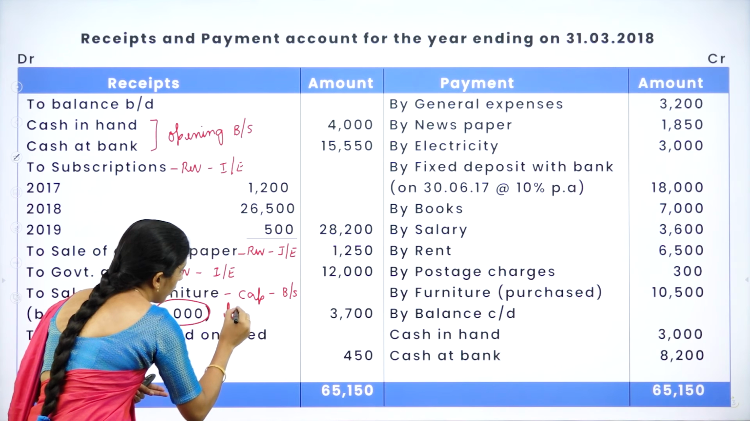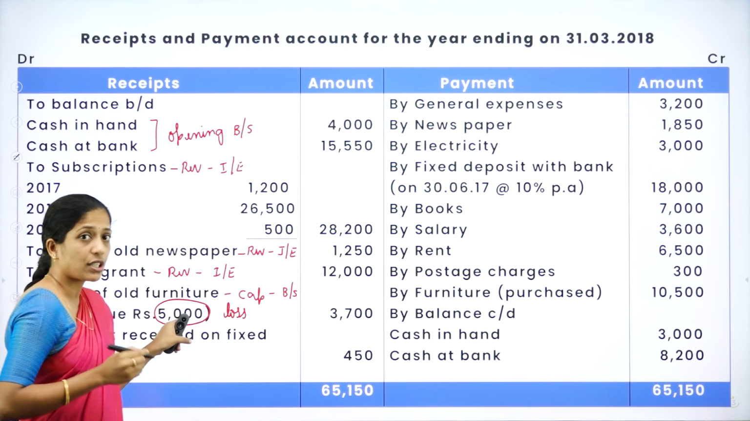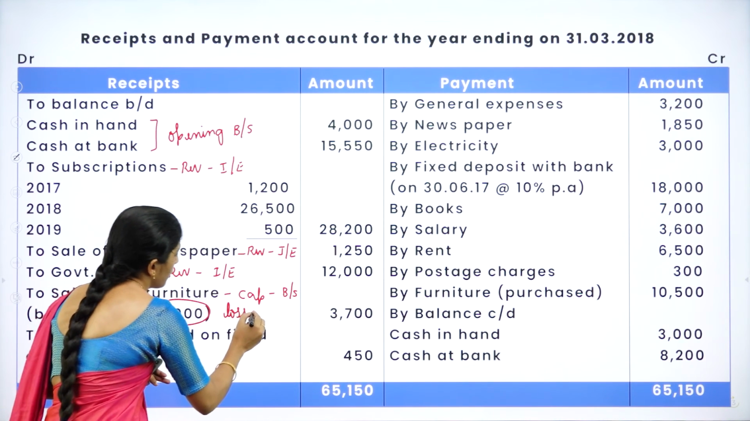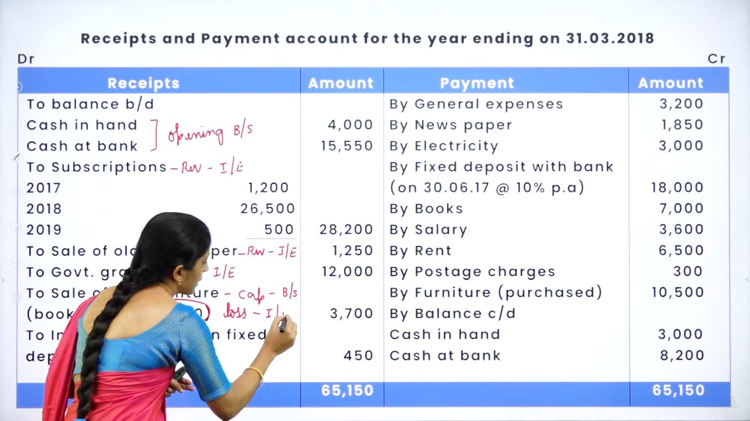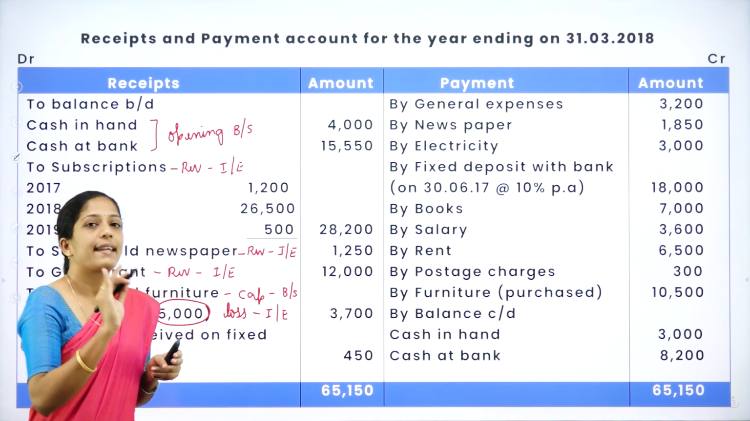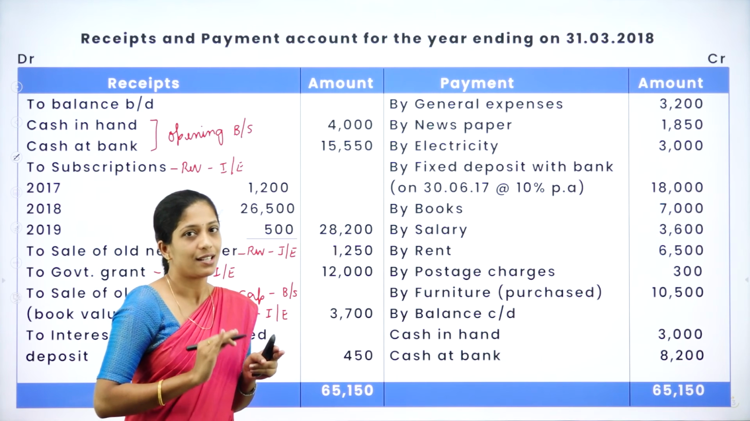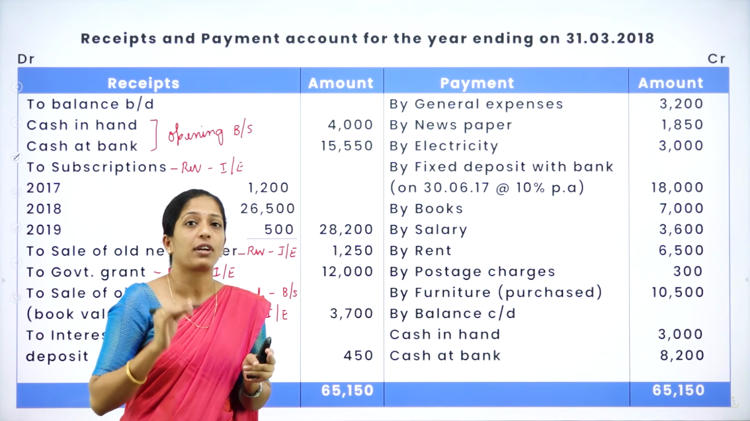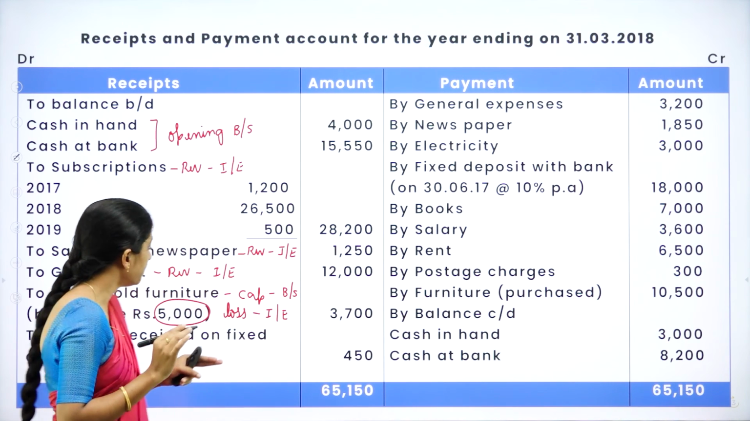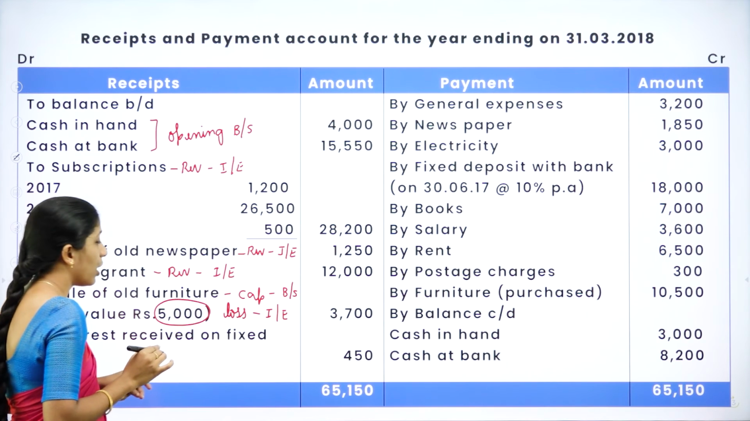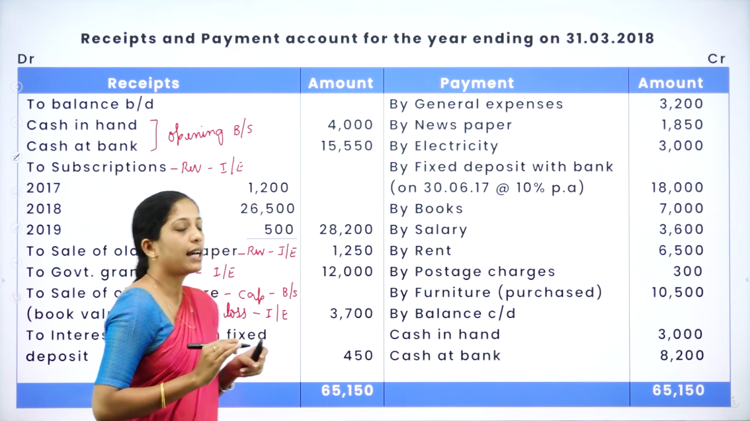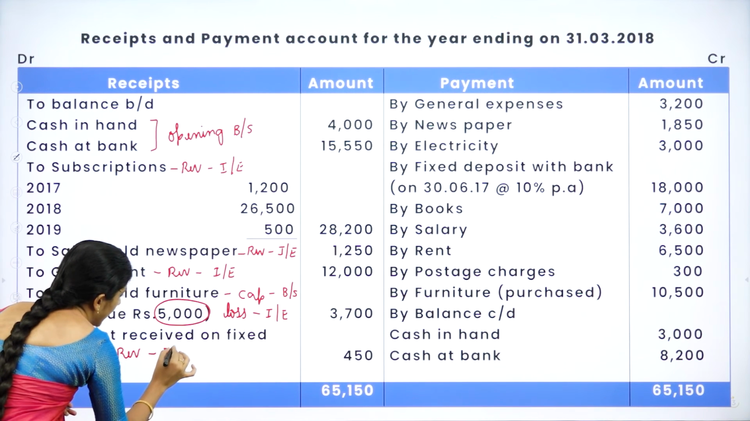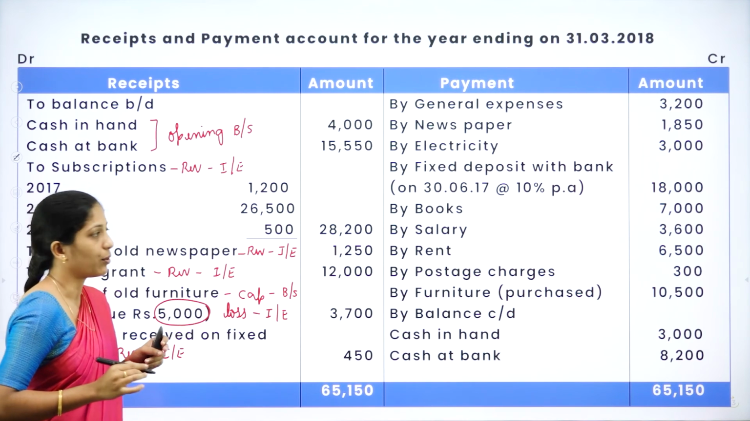Here there is a loss because they have sold this 5,000 worth of furniture for 3,700. So this loss comes under the income and expenditure account on the debit side, that is, under the expenditure side. Since it is a loss, it comes under the expenditure side. If it was a profit, then it comes under the income side. Clear? Next, interest received on fixed deposit. So it is also a revenue item. Where are these revenue items recorded? Under the income and expenditure account.